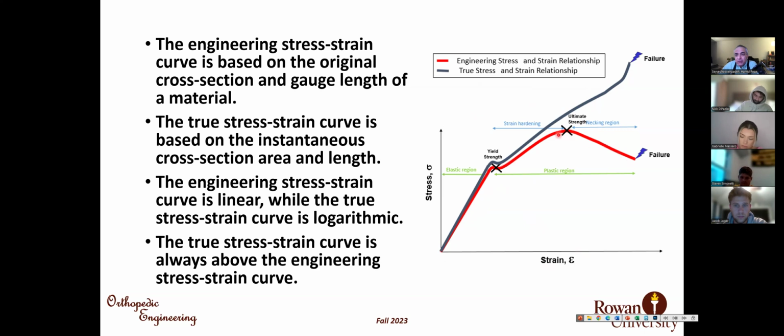In the engineering one, which you are familiar with, we have an L, the original length, and several delta L's. And we divide each delta L by the original length. So the original length is always L. We divide these different delta L's, delta L1, delta L2, delta L3, by L. It becomes the engineering curve, which is the red one.